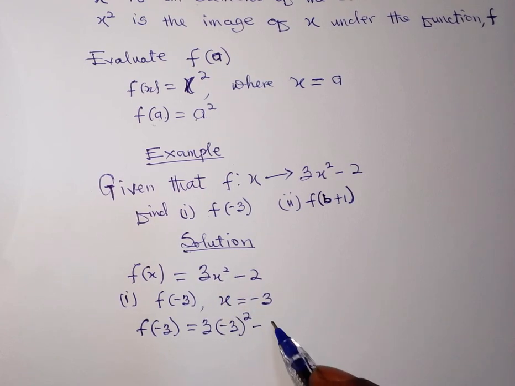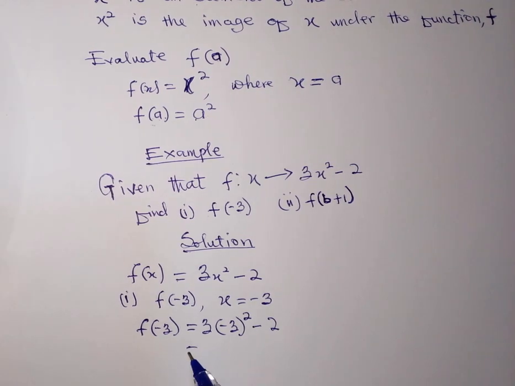Then minus 2. So anytime you are doing such an example, deal with whatever is in the bracket and the square first. Square whatever is here first before you multiply. The most common mistake students make is that they don't square this first. They will rather multiply this by this and get negative 9 before they square, which is very wrong. So what you need to do is just take the square of this. After getting the answer, then you multiply by the 3.